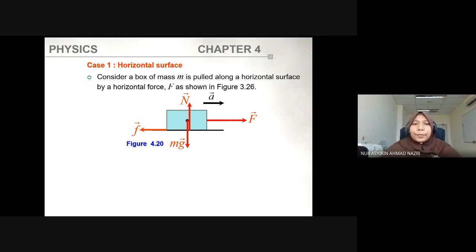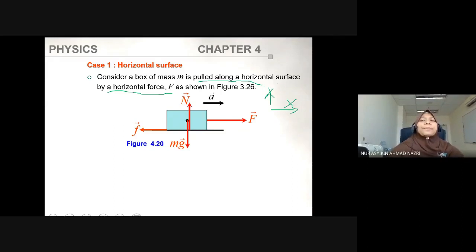So consider a box of mass m pulled along a horizontal surface by a horizontal force. Okay, so maksudnya force dia memang horizontal, dah clear kat sini. Awak boleh terus matchkan dia pada standard coordinate system, which is your X in this direction, your Y in this direction. Okay.